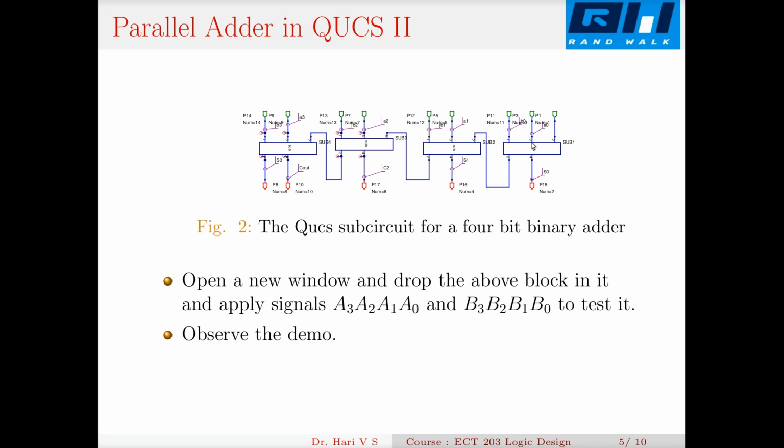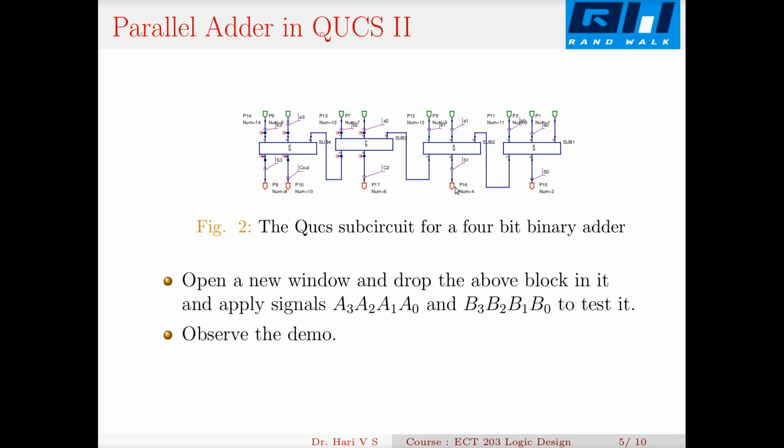In this block, this is a sum output and this is a carry output. These are the bits A0 and B0, and this is a carry in. This may be grounded, connected to logic 0. This is the sum output of that stage, S0, and this is the carry output of the first stage, which is connected to the carry input of the second stage. Here the other bits B1 and A1 are applied.